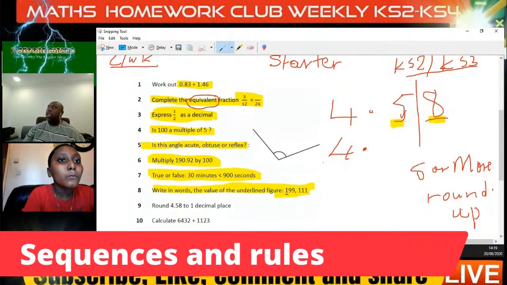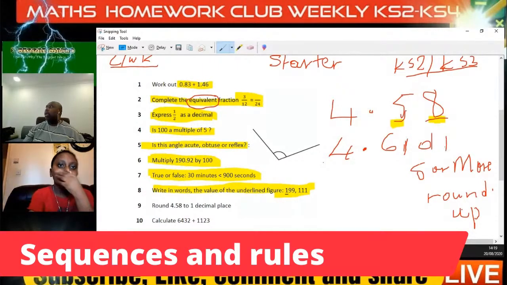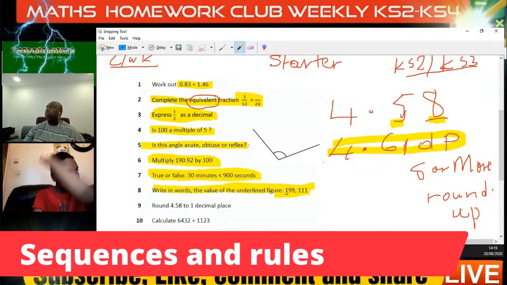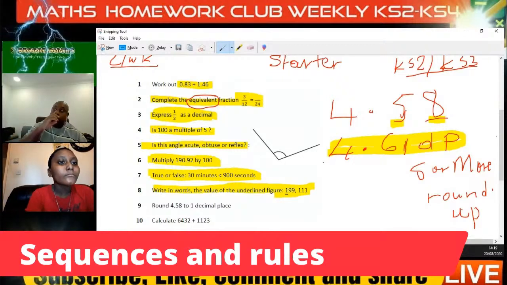So the answer is going to be 4.1. No, we increase this by 1. So it's going to be 4.6 to 1 decimal place. Okay? Now, what does the rule say? The rule says if it's 5 or more, you increase by 1.